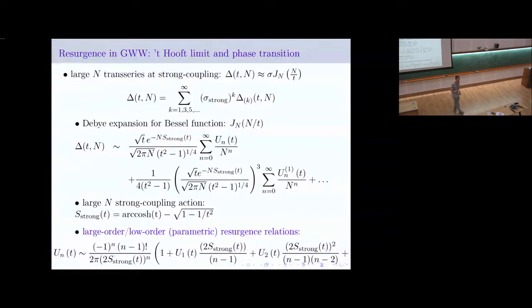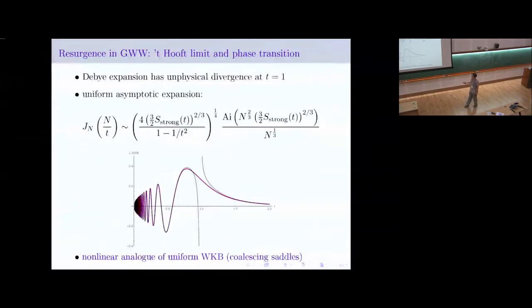And what's happening is this is as if you just did ordinary WKB. Ordinary WKB, there's a prefactor which diverges at the turning point, which is simply telling you that you were a little silly in doing ordinary WKB. You should have done uniform WKB, which goes smoothly through the turning points. Same answer here. There's an expansion for this thing, which is called the uniform expansion, which is much better than the Debye expansion, much more accurate. So let me show you what it is.